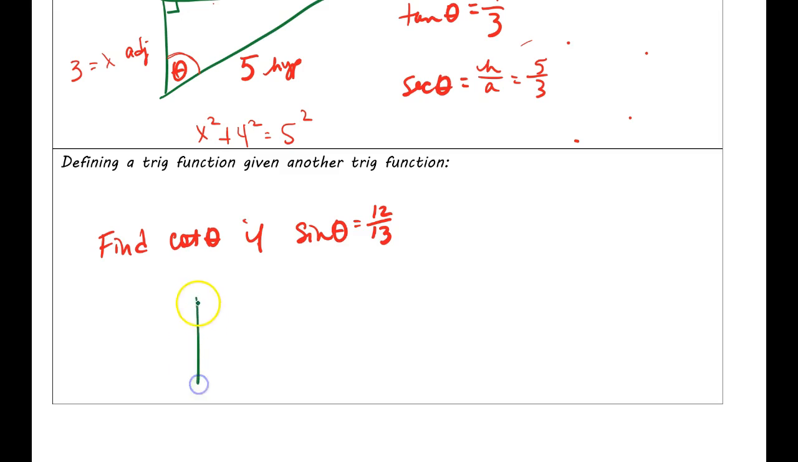I usually make mine look like this. I don't know why, it's a habit. But I always kind of have this chilling out in the left corner. So I draw a right triangle. Put your theta wherever you want. I'm going to go bottom corner just because. But you could put it anywhere you want as long as it's not the right angle, okay?